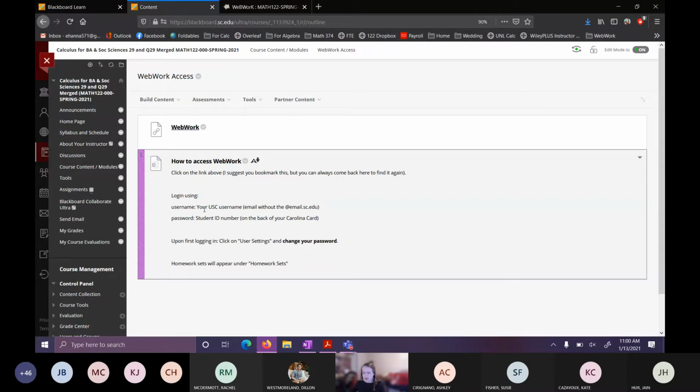Your password is currently going to be your student ID. If you have your Carolina card handy, it's on the back of your Carolina card. If for some reason you really don't know your student ID number and your Carolina card is lost for some terrible reason, email me, but hopefully y'all should have your student IDs handy. And so that's going to be your password.